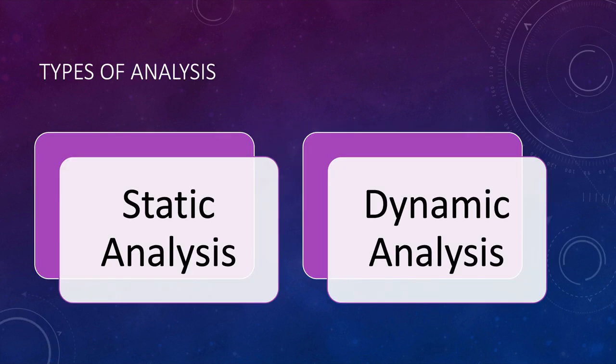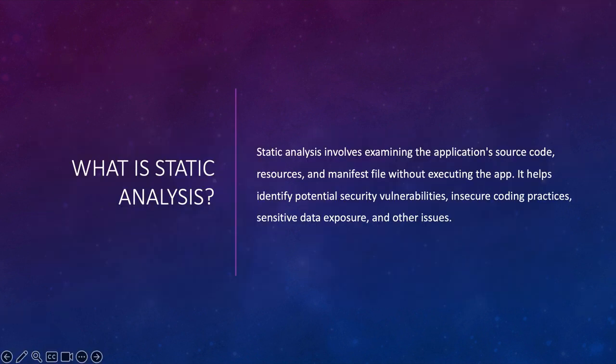Two types of analysis are available in Android pen testing: static analysis and dynamic analysis. What is static analysis? Static analysis involves examining the application source code, resources, and manifest file without executing the app. It helps to identify potential security vulnerabilities, insecure coding practices, sensitive data exposure, and other issues.